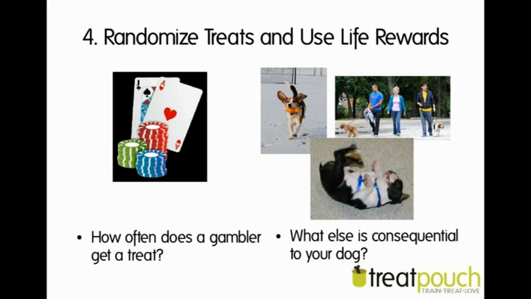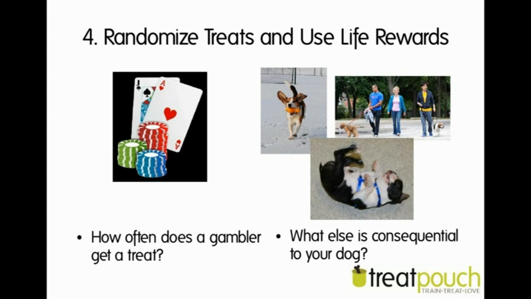Randomizing treats and using life rewards. Some students are worried they'll need treats forever. First, simply stop giving treats for every behavior. Initially, when we're training, you'll give them one treat for every behavior they do correct. But as time moves on, you can move towards giving them one treat for every 3 correct behaviors, then 5 correct behaviors, then 10, and so on and so forth.